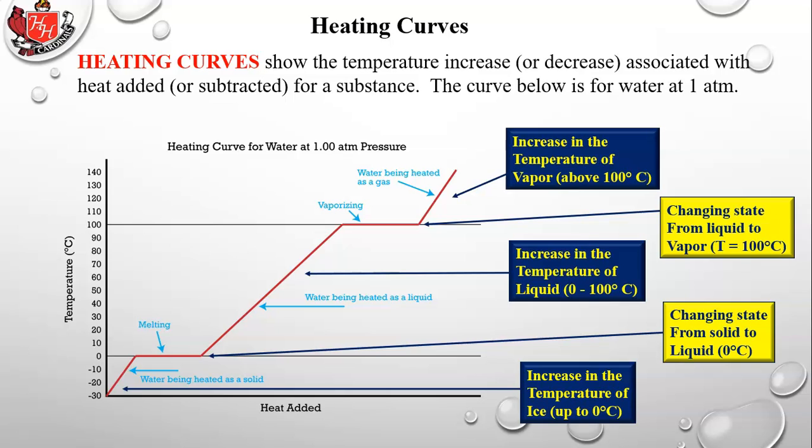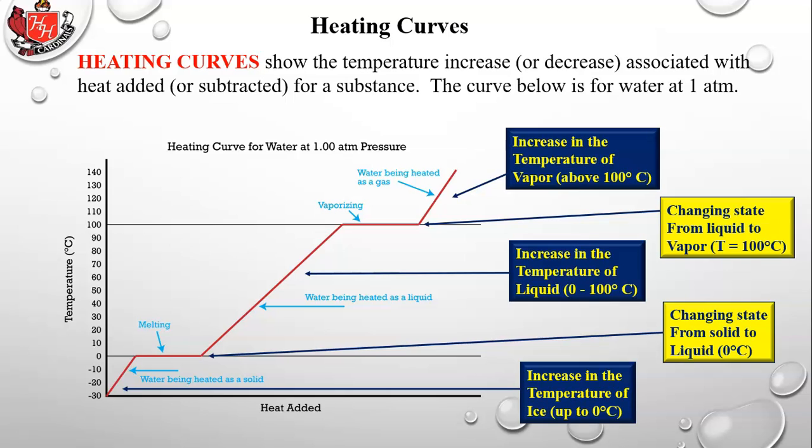Now we see the middle sloped line. That's the longer sloped line. And that's when the water is being heated. It's going from 0 to 100 degrees. So that's an increase in temperature. It doesn't boil at that point. It's just getting hotter and hotter. So it goes all the way up to 100 degrees. And that's when it starts to boil at 100 degrees.